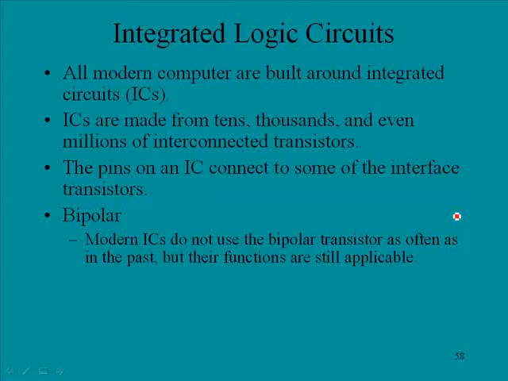Okay, integrated logic circuits. All modern computers are built around integrated circuits, i.e. ICs. ICs are made from tens, thousands, and even millions of integrated transistors. The pins on an IC connect to some of the interface transistors. Bipolar. Modern ICs do not use the bipolar transistor as often as in the past, but their functions are still applicable. In fact, very frequently they're using the MOS technologies.